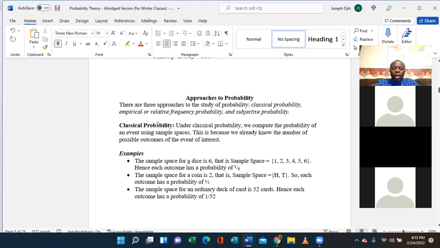There are three methods. We have one that is called classical probability. Under classical probability, we use the sample spaces, the known sample spaces.